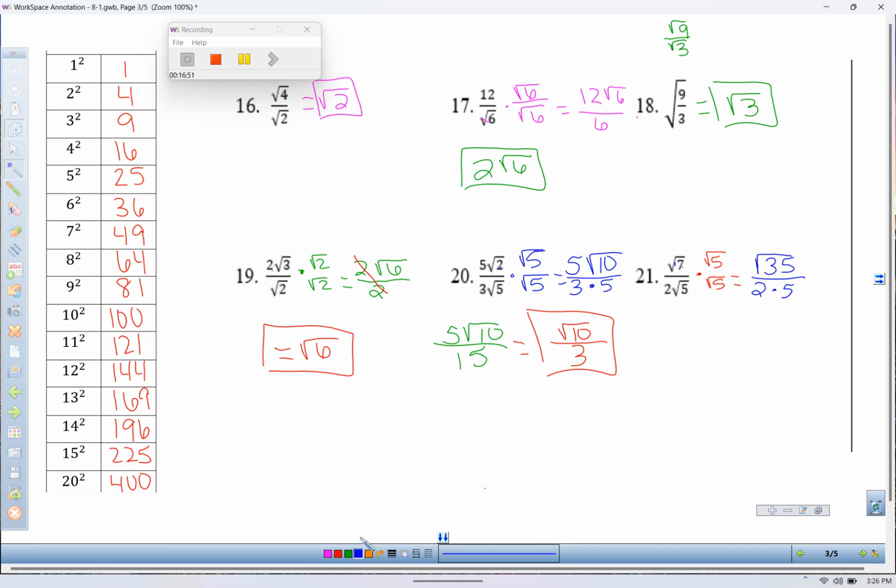So I am going to simplify this down a little bit more. I have radical 35, and we need to say, is there a perfect square or anything we can pull out of 35? And there is not, and then 2 times 5 is 10, so this is my answer.